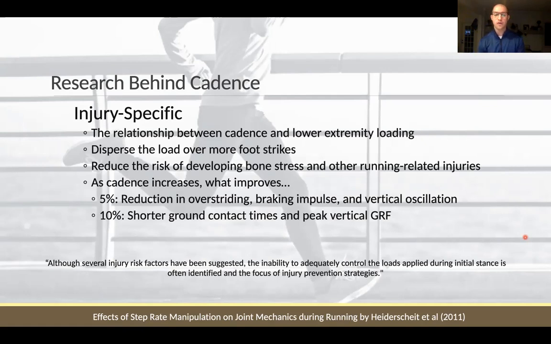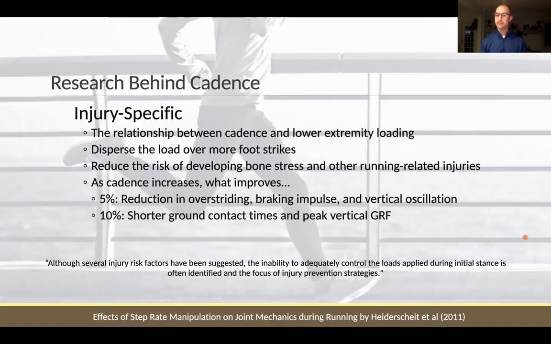Now, pretty good quote down here from that research article. Although several injury risk factors have been suggested, the inability to adequately control the loads applied during initial stance is often identified in the focus of injury prevention strategies.